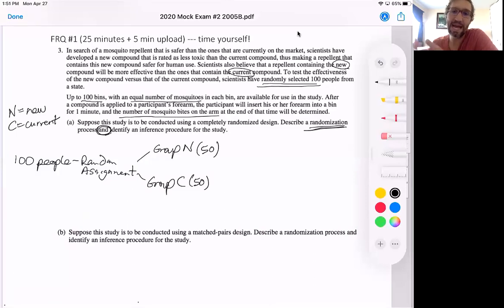Sometimes students think it has to be 50-50 and then they're at a loss. Like, what if you have 25 people? Like, you can't do the experiment with only 25 people. You gotta split someone right down the middle, like Solomon or something.